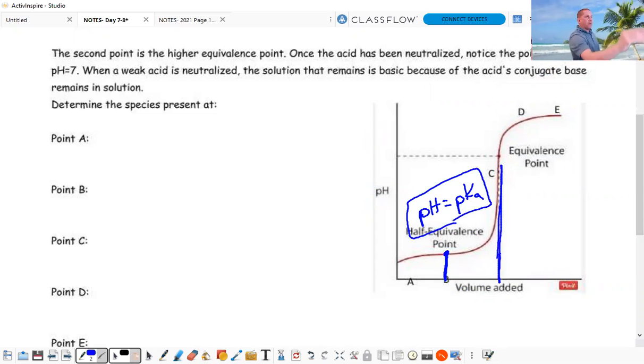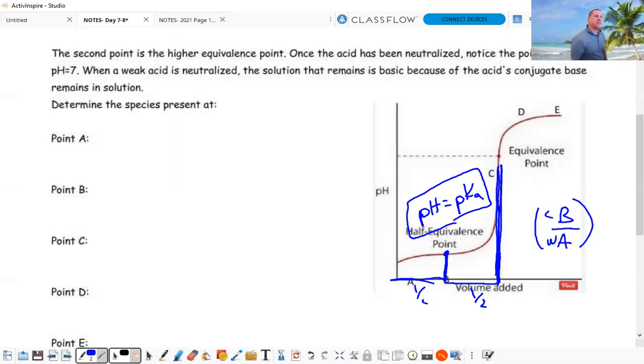And if you want to find it, it's however much volume of base you added to reach the equivalence point, take half of it. Or look at it this way, if you've added halfway to get there, pH equals pKa. Why? Because the conjugate base and the weak acid it came from, the ratio of the two is 1. In other words, they have the same number of moles.